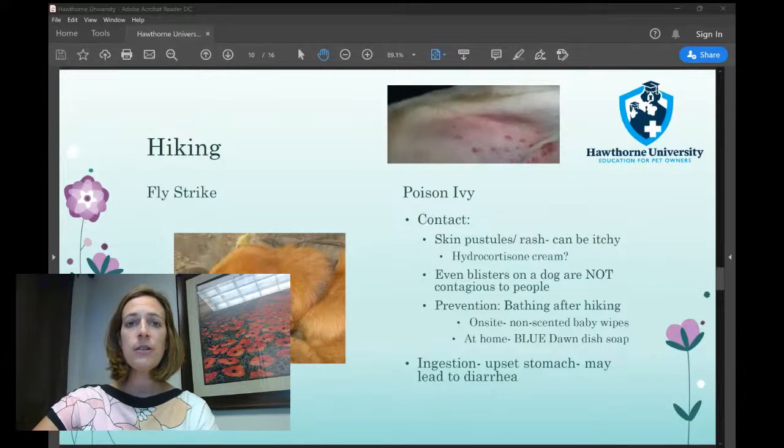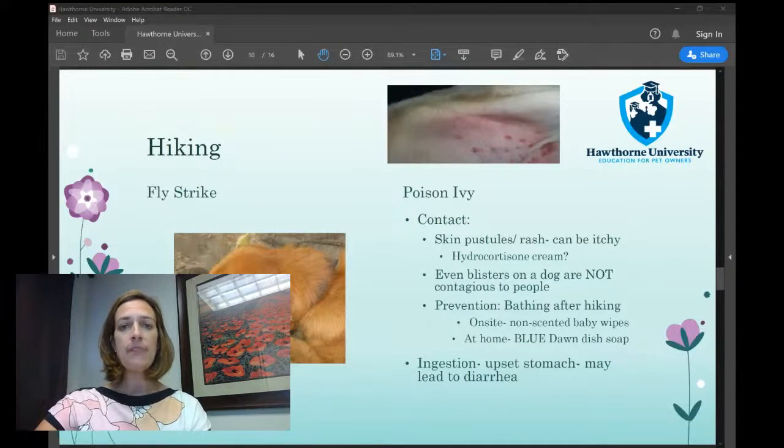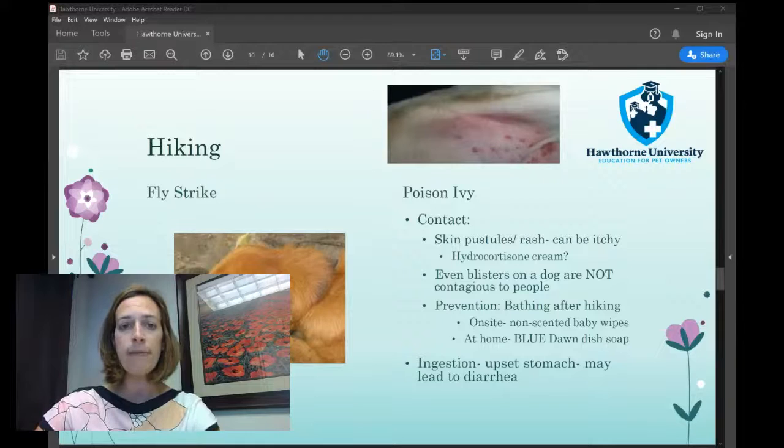The biggest prevention you can do is after you go hiking and you get back to your car, carry baby wipes with you, the unscented kind. Wipe your dog down everywhere that's going to be contact, the trunk of the body, the underside of the body, all the feet, the little paws, and the legs to try to wipe off everything.